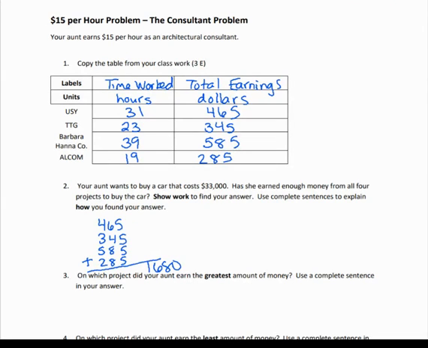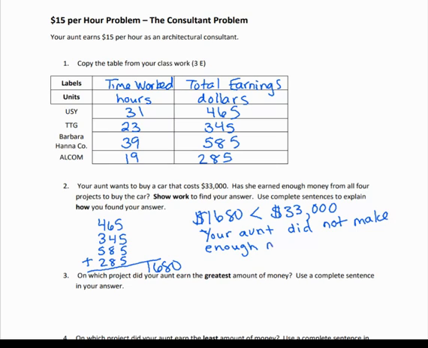So she made $1,680. That is way less than $33,000, right? So did she make enough? No. Yeah, I think so. Totally not, right? So your aunt did not make enough money to buy the car.